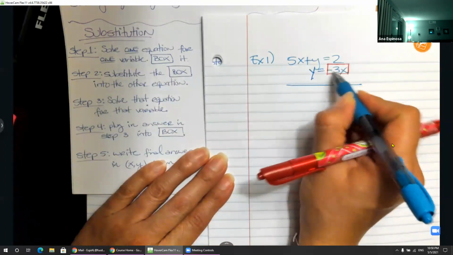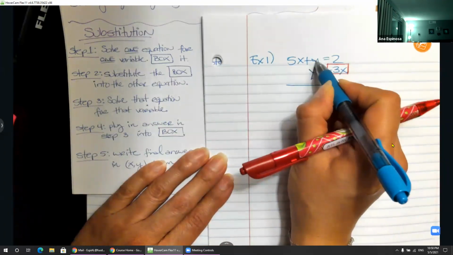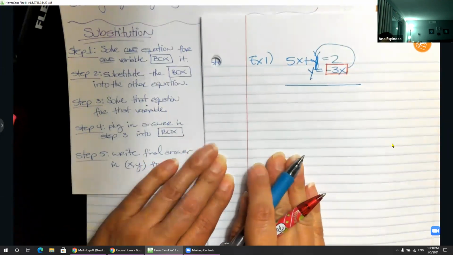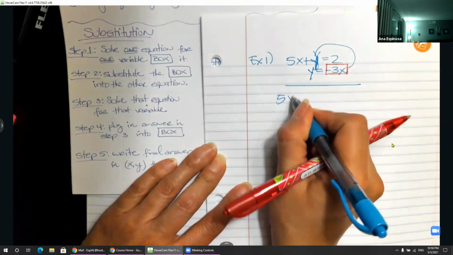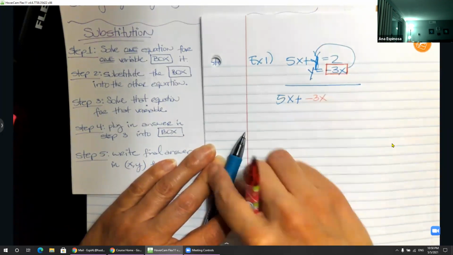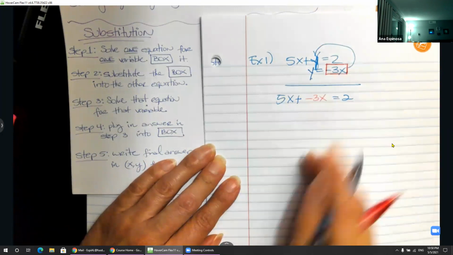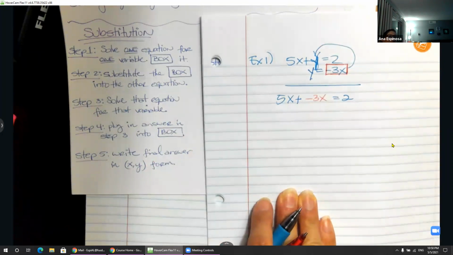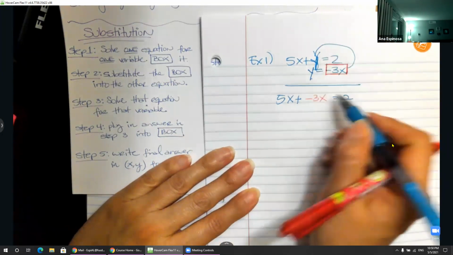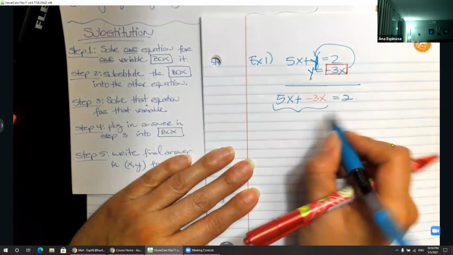So I'm going to take this box and substitute it in for the letter y in the previous equation. I don't know why sometimes I write my y's differently. So the first equation is now going to look like this. Okay. I basically took whatever the y was equal to and I plugged it into the other equation. That's called substitution.